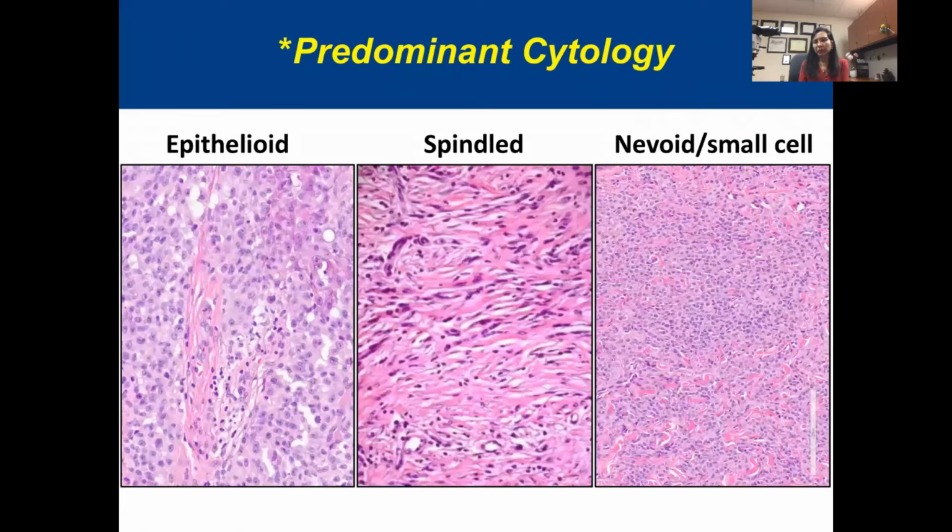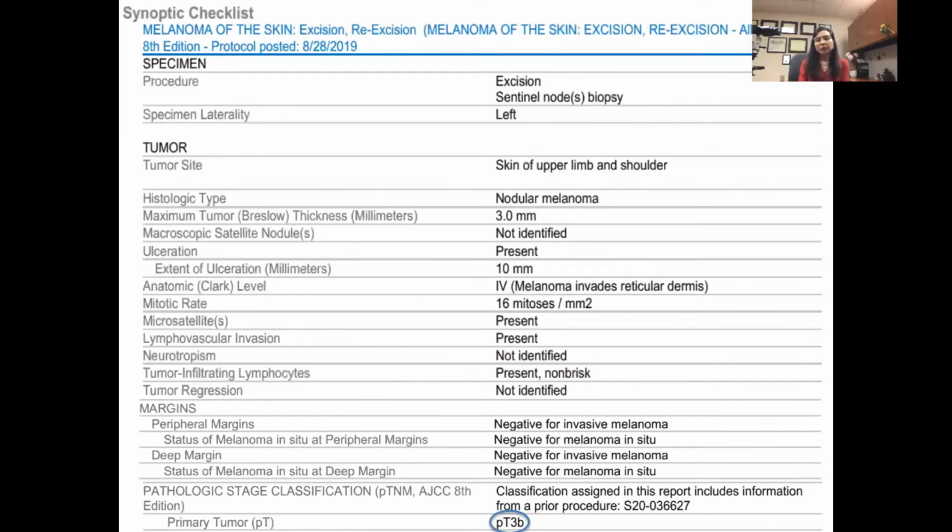Another thing that we report is the predominant cytomorphology of the melanoma cell. Are they epithelioid? Are they spindle? Or are they kind of small nevoid melanoma cells? So based on those parameters, we get the T staging.